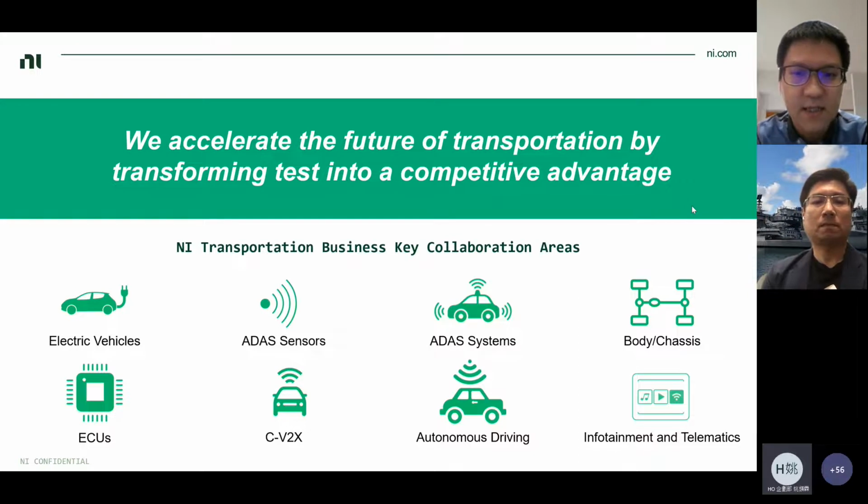For the car design process, the OEM and Tier 1 will start from pure software testing. So Jindo, can you change to the next page?